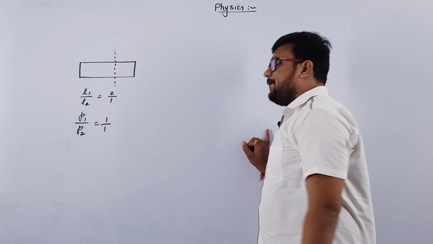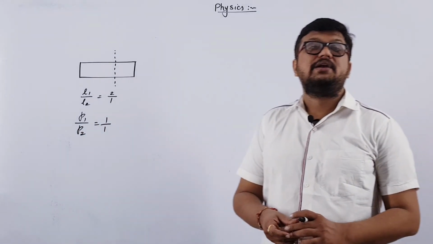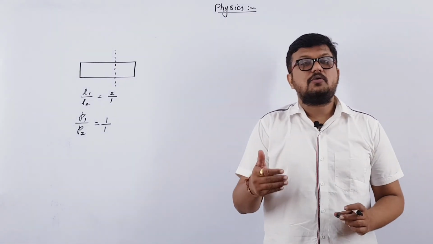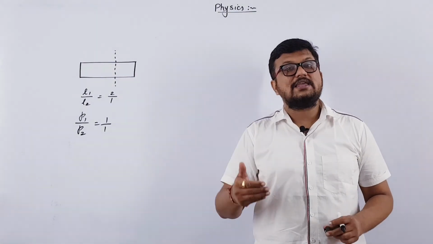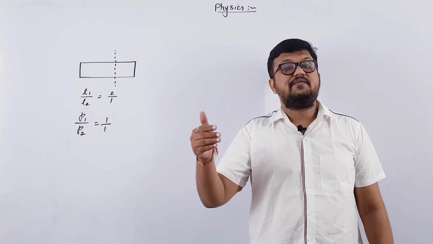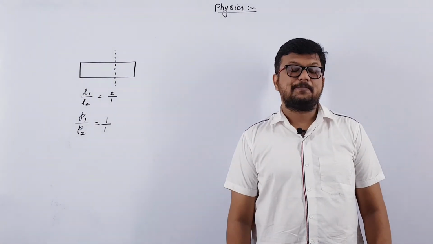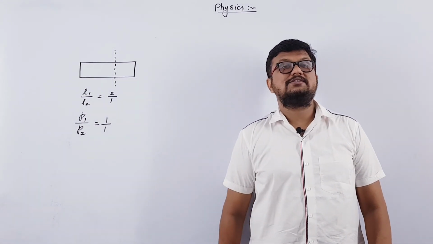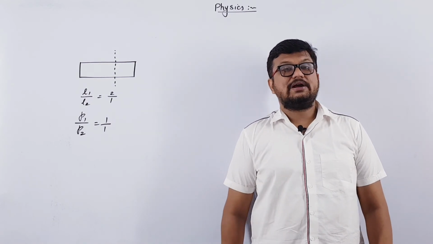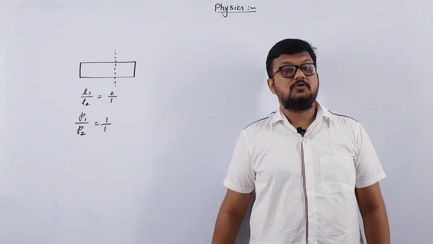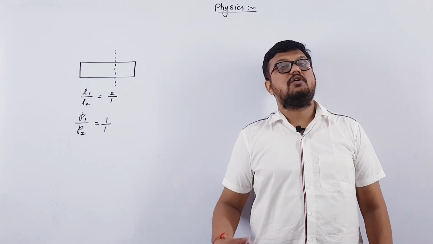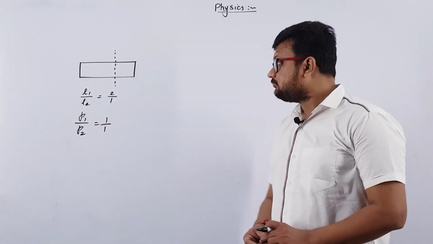It is always the same. The second one is magnetic field lines, and options are given. So the best option is magnetic field lines always form a closed loop. You have to remember this, magnetic field lines always form a closed loop. Electric field lines will never form a closed loop. On the other hand, magnetic field lines always form a closed loop.